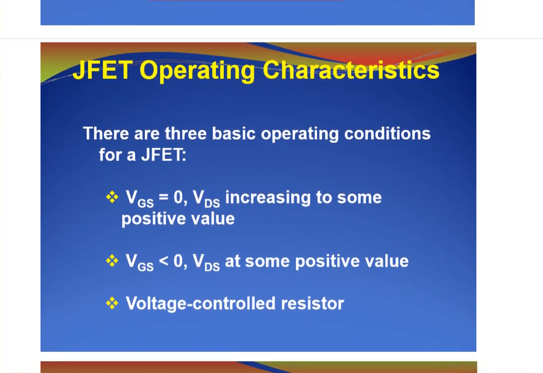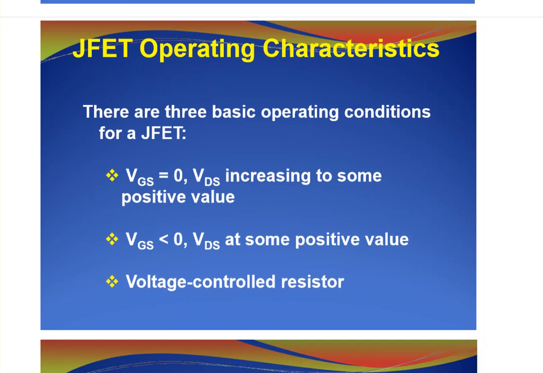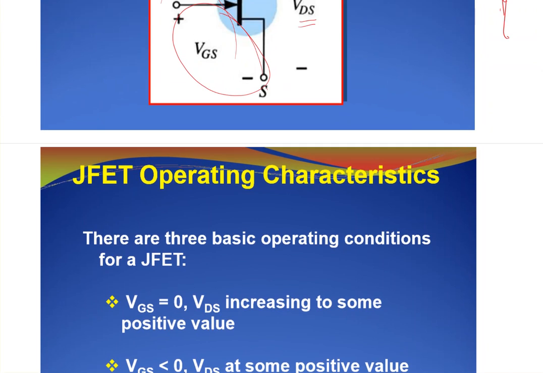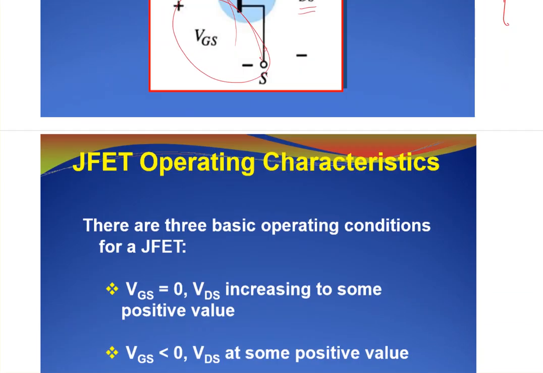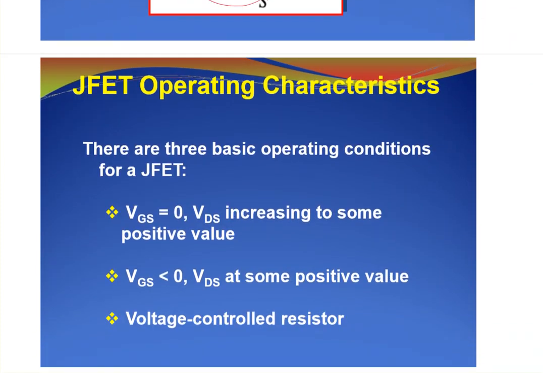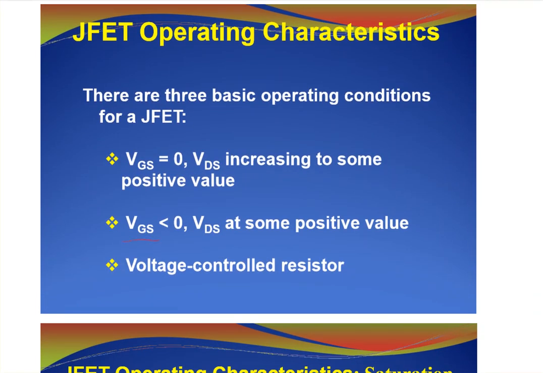GFET operating characteristics: I mentioned that you have three basic operating conditions. The first one is if you have VGS less than or equal to 0 exactly. This means I'm going to have a short circuit between this point and this point. If VGS is 0, they are at the same potential, so it looks like a short circuit, and as such VDS will be increasing to a certain value. The other case is VGS less than 0, again with VDS at some positive values, and finally the voltage controlled resistor, as we will see.